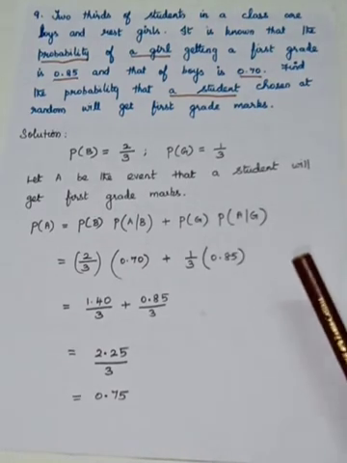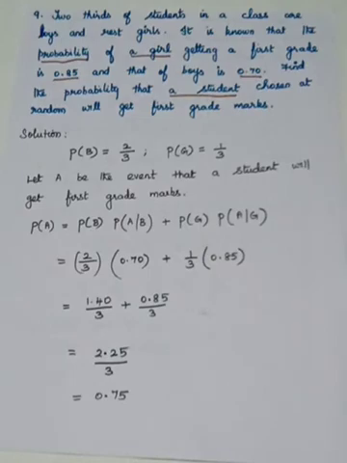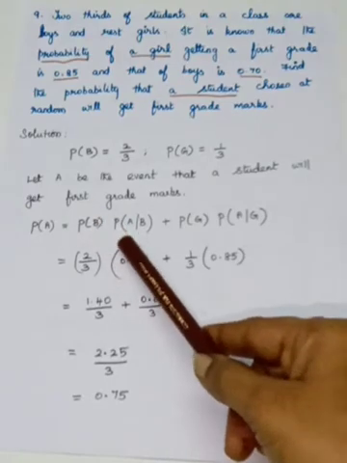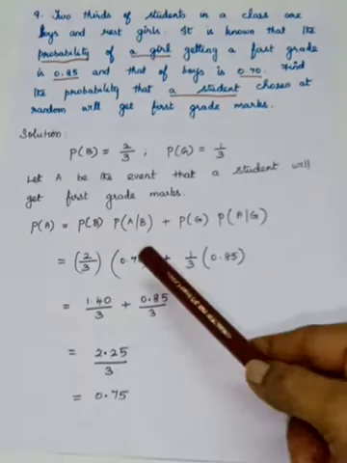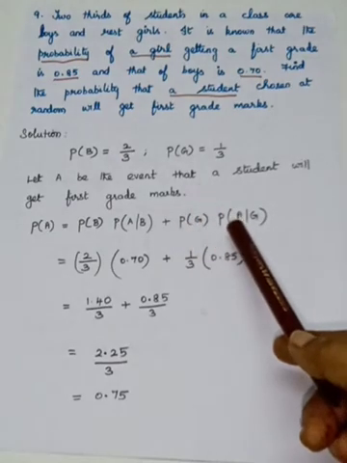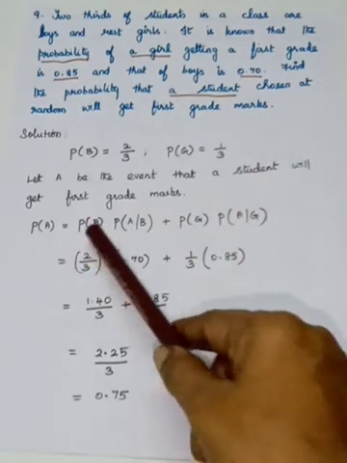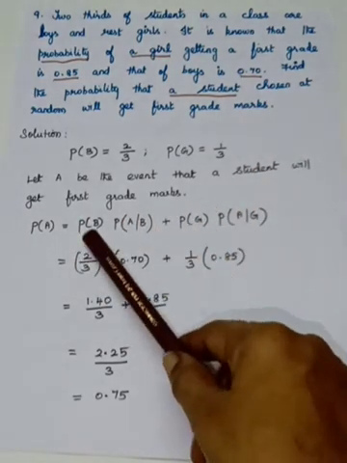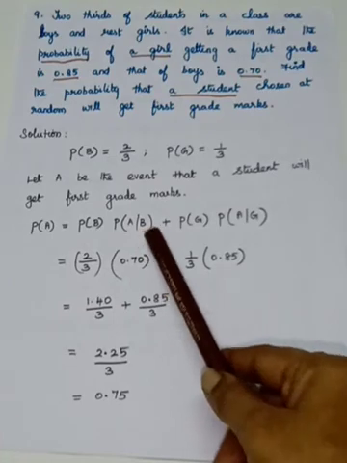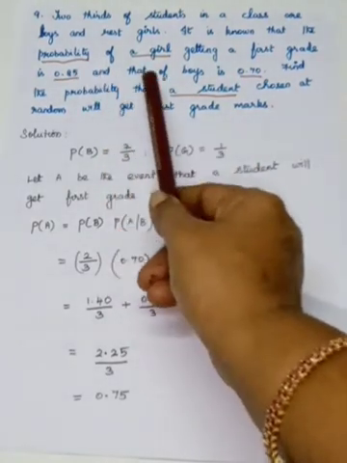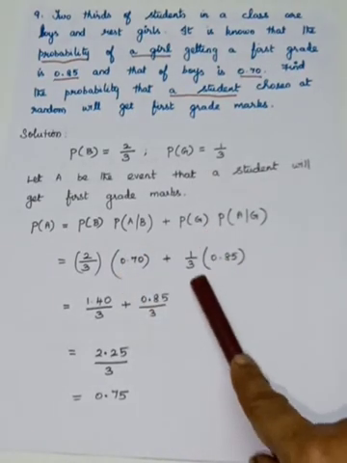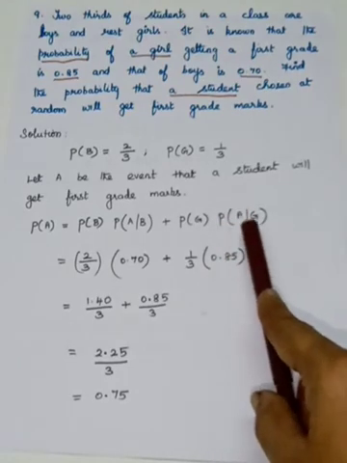Okay, only one student we have to choose. The chosen student may be a boy or a girl. If the student is a boy, means what is the probability of getting the boy? What is the probability of the boy getting a first grade? If the student is a girl, means we have to find out the probability of the girl getting a first grade. So that only I have written here. So P of B is 2 by 3 and P of A by B. What is A by B? Here the boy getting first grade. What is the probability of the boy getting first grade is 0.70 plus P of G is equal to 1 by 3 into probability of girl getting first grade.